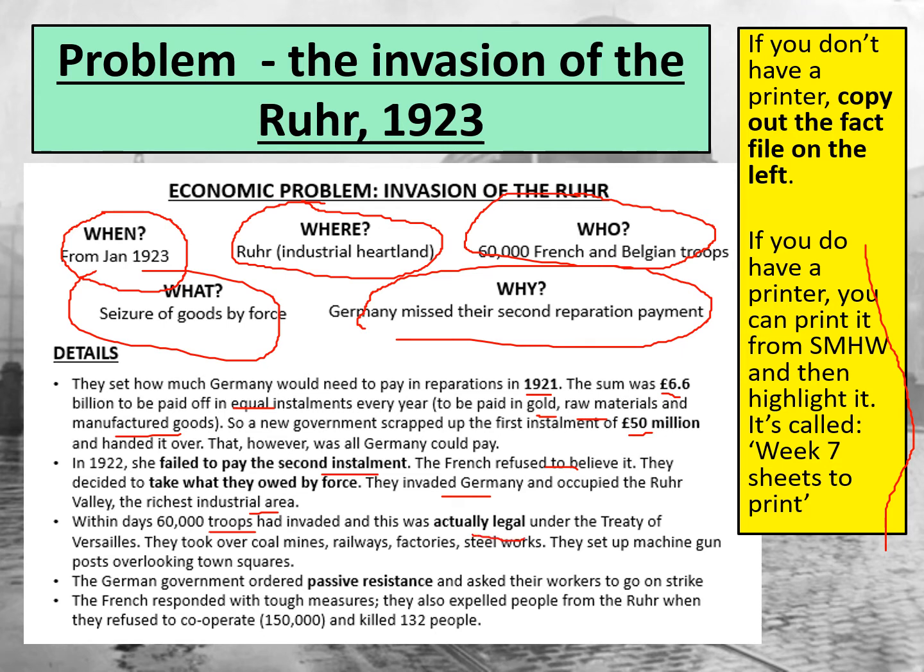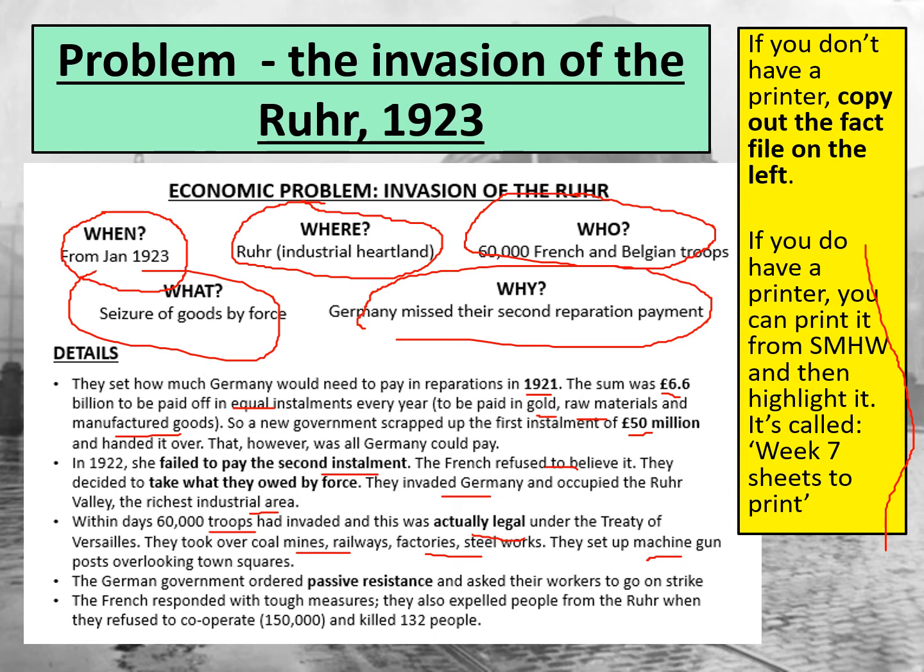It did say that if Germany couldn't afford to pay or wouldn't pay, then the French and the Belgians could go and invade. So the French went in. They took over things like coal mines, railways, factories, steelworks, anything that was there to make money. They did things like setting up machine gun posts overlooking town squares.